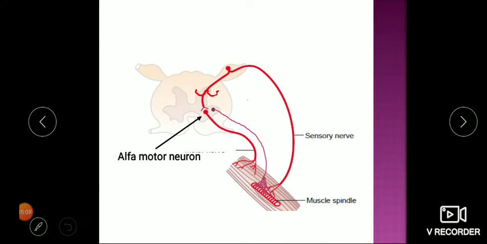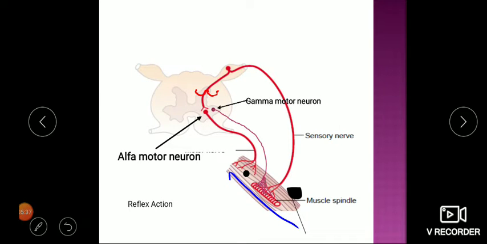This is the gamma motor neuron, which is supplying the intrafusal fibers. So now you are giving a stimulation to the muscle by giving a gentle tap on the muscle. Because of this, the muscle gets stretched. There is an increase in length of the muscle, which is sensed by the muscle spindle, leading to generation of an action potential in the muscle spindle, which will travel along the sensory nerve and will lead to muscle contraction from the alpha motor neuron. This is called a reflex action.